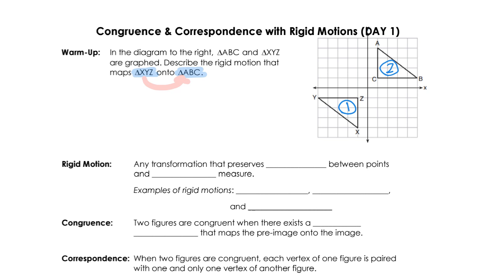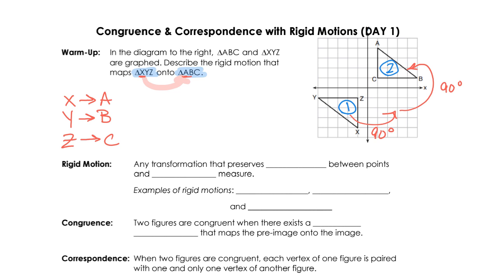Don't make assumptions. All right, so if we play the letter game and realize that X has to get mapped onto A, Y has to get mapped onto B, and Z has to get mapped onto C, I'm hoping that you guys can see that I would need to turn the triangle and then turn the triangle again. This would be a 90-degree rotation and this would be another 90-degree rotation.